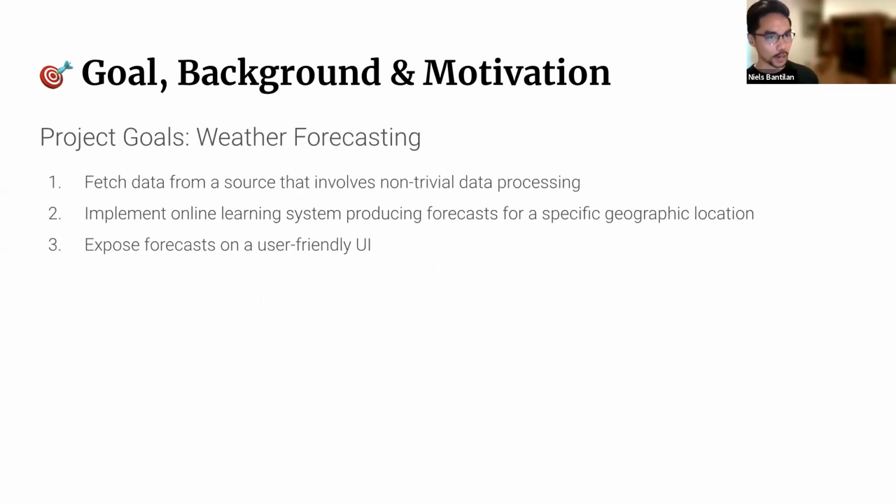So for this particular project, the goal is to fetch data from a source that involves non-trivial data processing. As I said earlier, it's not just download a data set and then you have your target column and your feature columns and all that stuff. Here we're using the NOAA, I forget what it stands for, NOAA.gov API for grabbing the weather data.